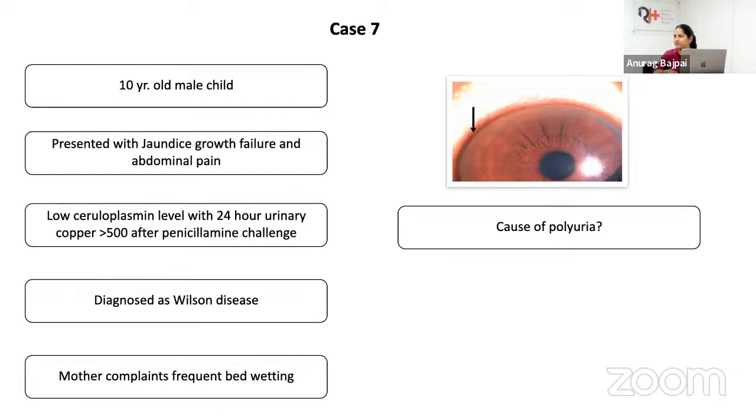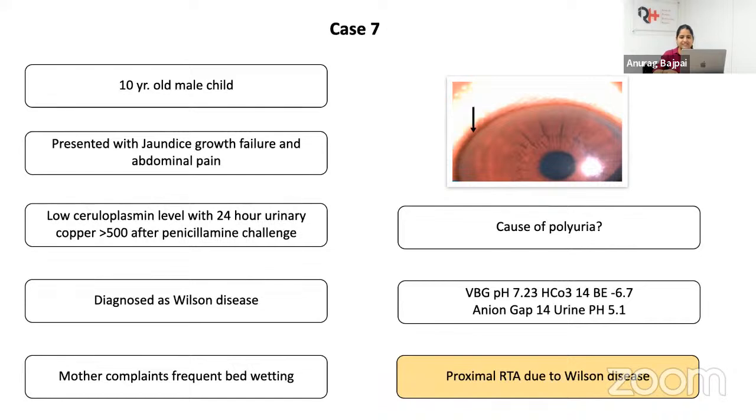You've already discussed that you have Wilson disease, tyrosinemia, cystinosis. Which form of RTA do they cause? Generally proximal. Any answers? No one has given the answer. Definitely, it's the proximal RTA due to Wilson's disease.